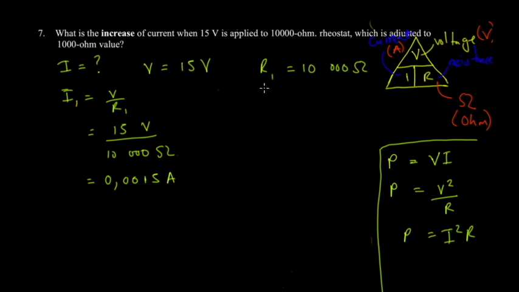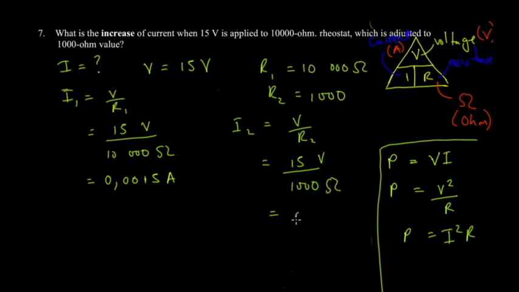Okay. In the second case, R2 is equal to what? Is equal to 1000. So you'd have a case where you say you have I2 equal to V over R2, like this. And then you'd have to put your voltage, which is 15 here, divided by 1000 this time. So 15 volts, 1000 ohms, and then here you get 0.015 amps.